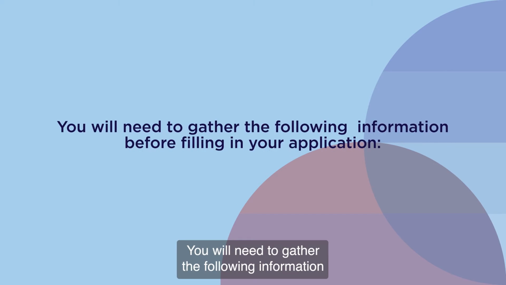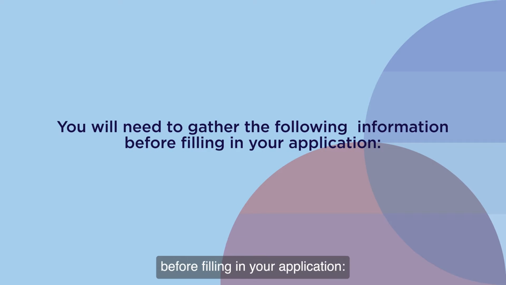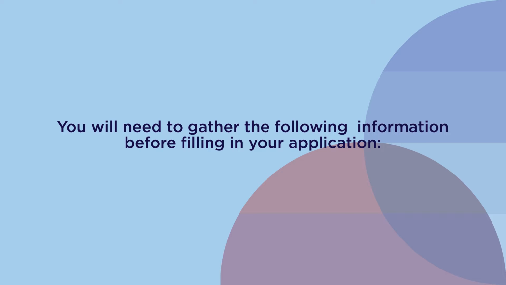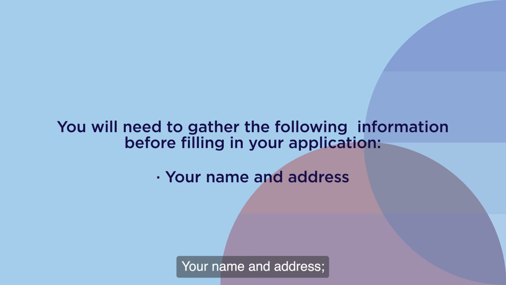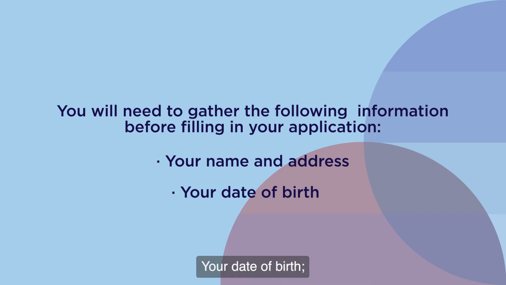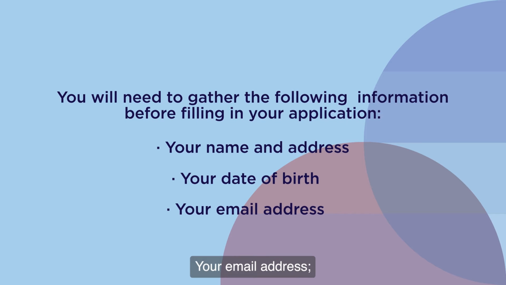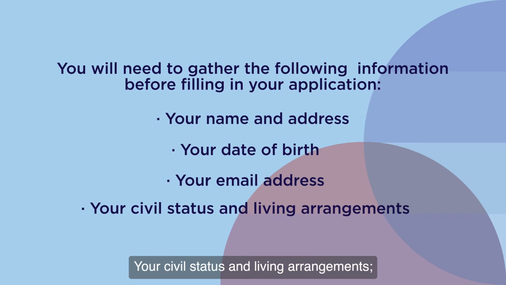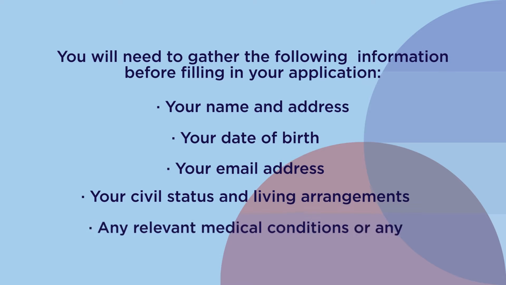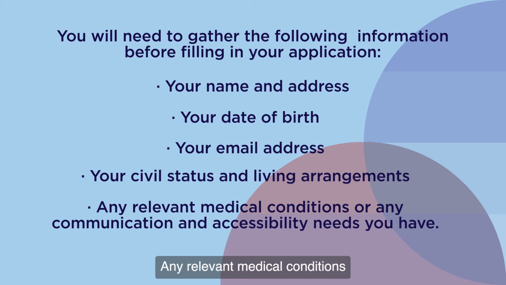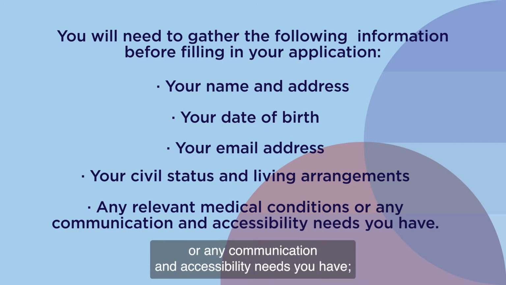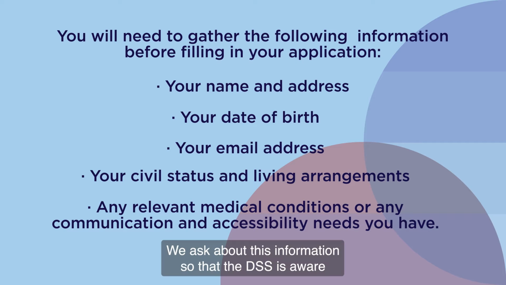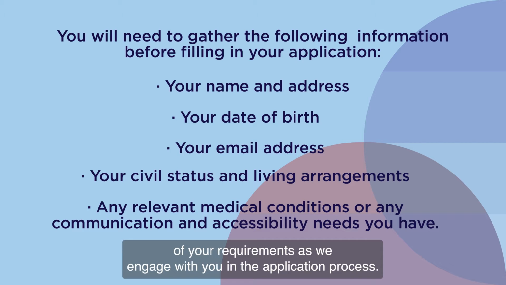You will need to gather the following information before filling in your application: your name and address, your date of birth, your email address, your civil status and living arrangements, any relevant medical conditions or any communication and accessibility needs you have. We ask about this information so that the DSS is aware of your requirements as we engage with you in the application process.